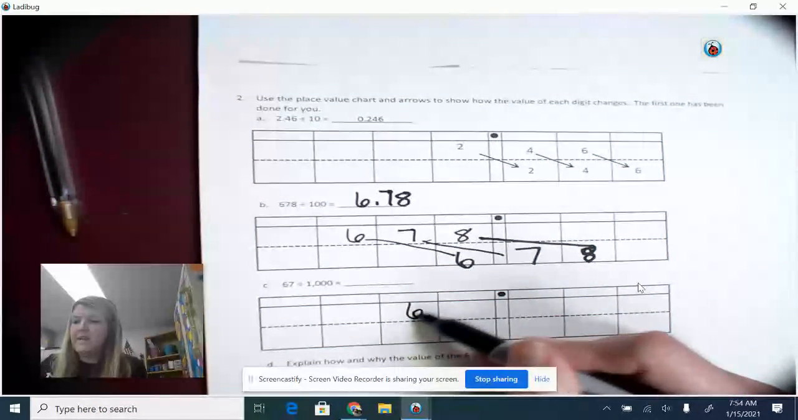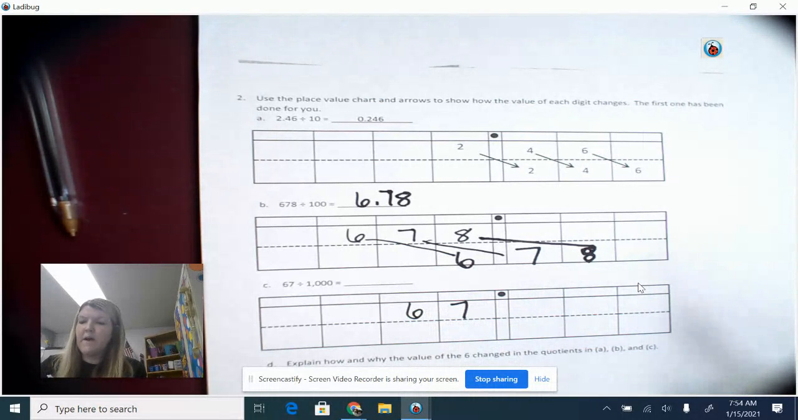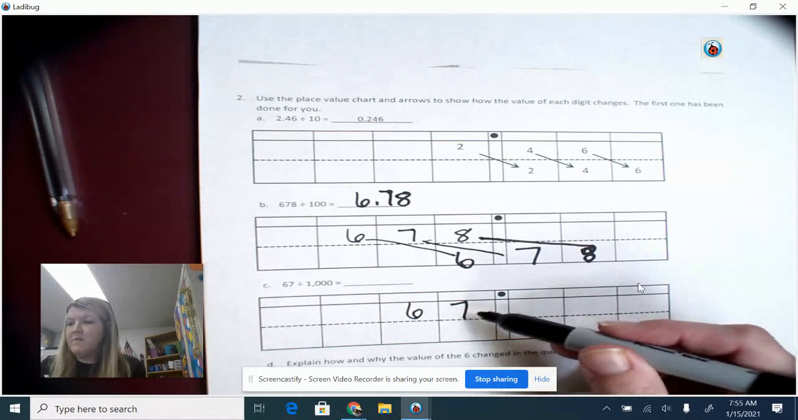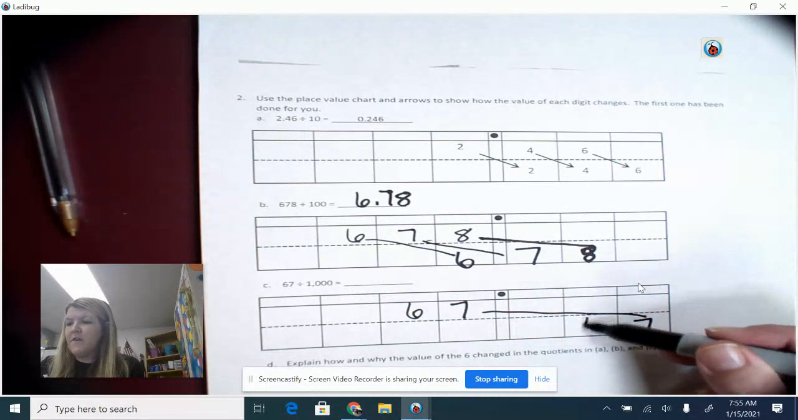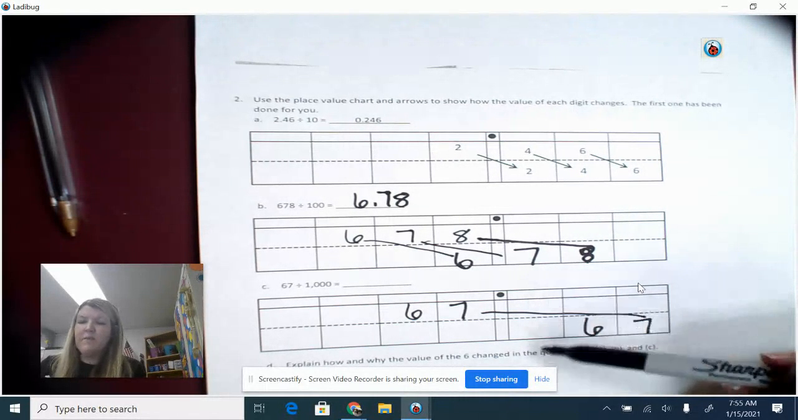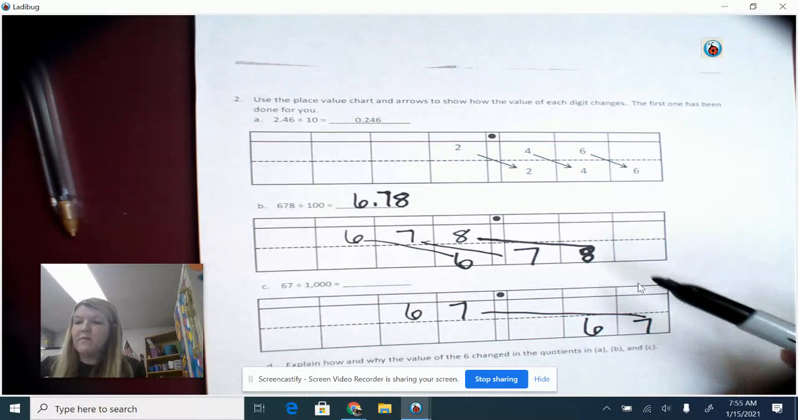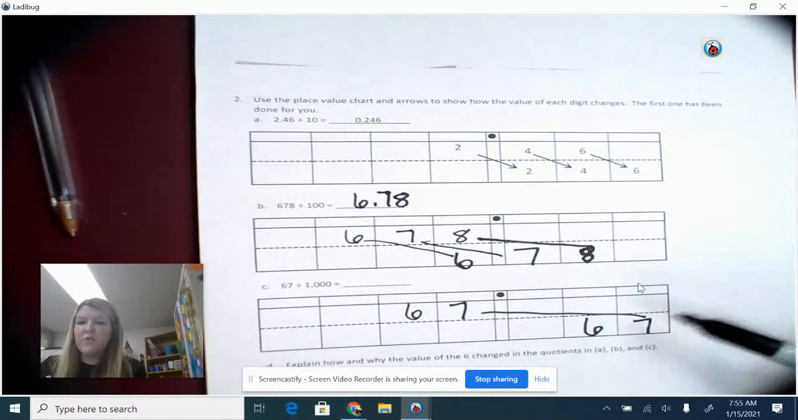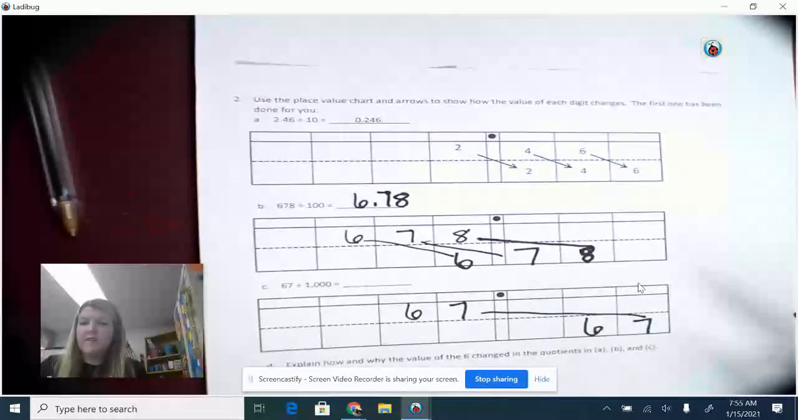So again, we don't have a decimal. So 7 ones, 6 tens. Since we're dividing by 1,000, we move over 3 places. So the 7, I'm going to move it over 3 places. Then I move the 6, follow it right behind it. And since I don't have anything in the tenths place, I can't just leave this as 67, that we started out with. If I just wrote 67 without any place value, that's not going to be correct.